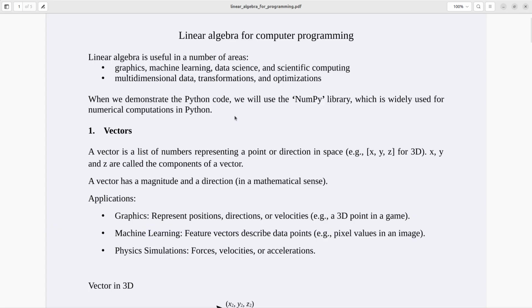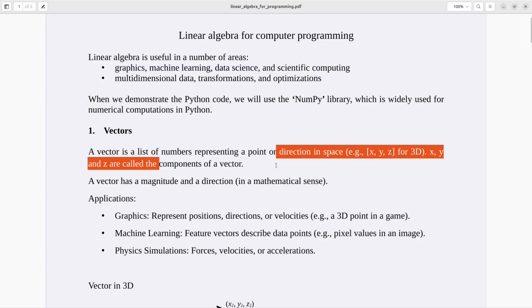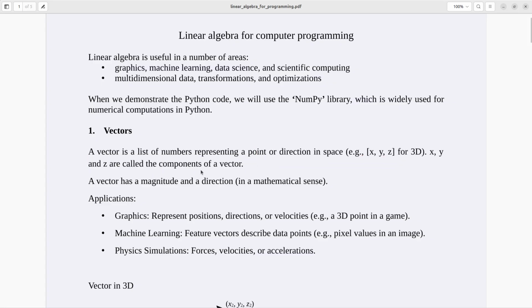So what is a vector? A vector is really a list of numbers that can represent a point or a direction in the space. So we can use x, y, z for the three-dimensional point. So we have three components, x, y, and z, and they are called components of a vector, okay? And a vector has a magnitude and a direction in the mathematical sense. So it has a length and the orientation. So we can treat a vector as having these two parts, okay?